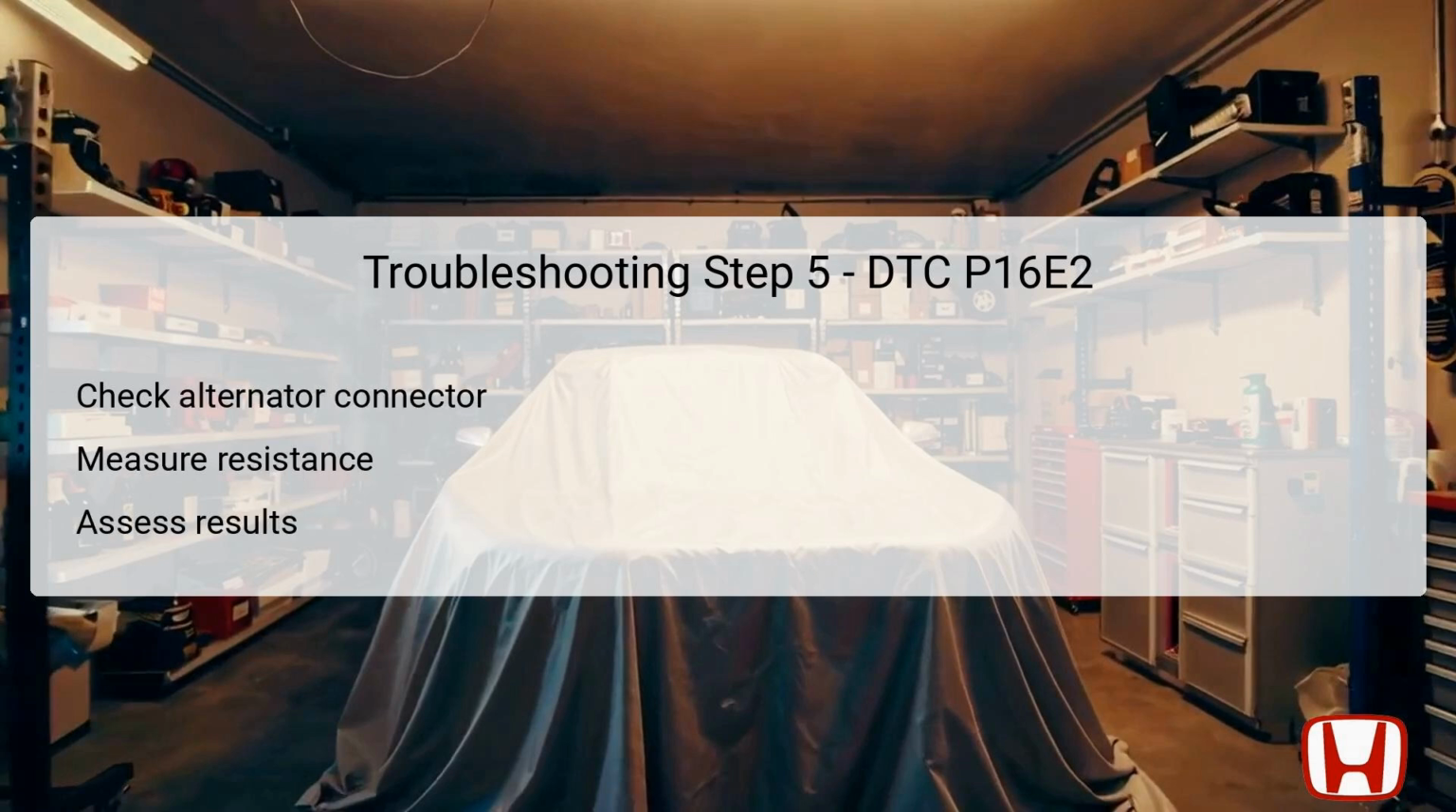Step 5 in troubleshooting DTC P16E2 focuses on determining the area of failure, particularly with the LIN line or battery sensor. Begin by turning the vehicle to the off or lock mode before proceeding to disconnect the alternator's 1P connector for testing. Following this, you will measure the resistance between the test points using a multimeter, ensuring that the test condition is with the vehicle in the off mode and the alternator disconnected.